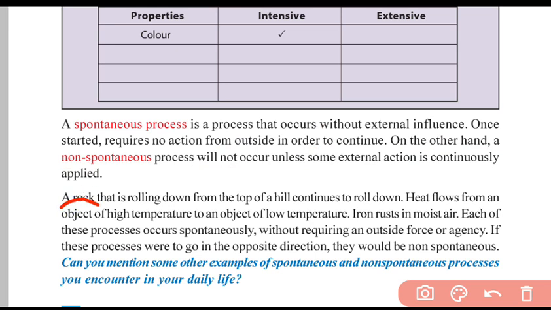The rock that is rolling down from the top of the hill continues to roll down. The rock is rolling down from the top of the hill.